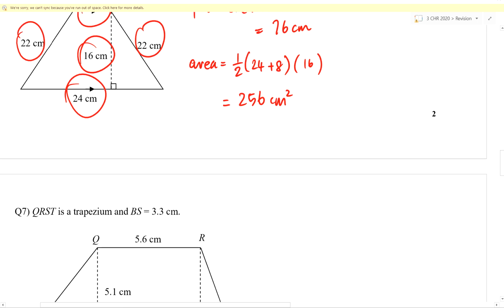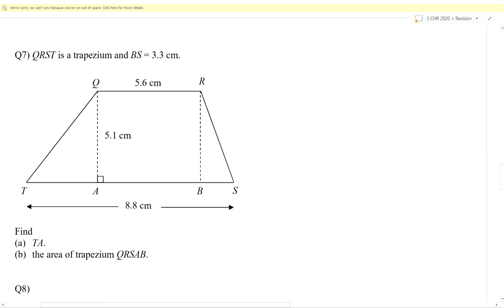So next, question 7. So I just told you that this cannot be 8.8. This should be a bigger number, let's say 10. So they tell us that BS is 3.3. So to find TA, TA has to be 10 cm minus 5.6 minus 3.3. Okay, not drawn to scale. Because it doesn't make sense that this is larger. I mean, this value is smaller than 3.3. So this is not drawn to scale.